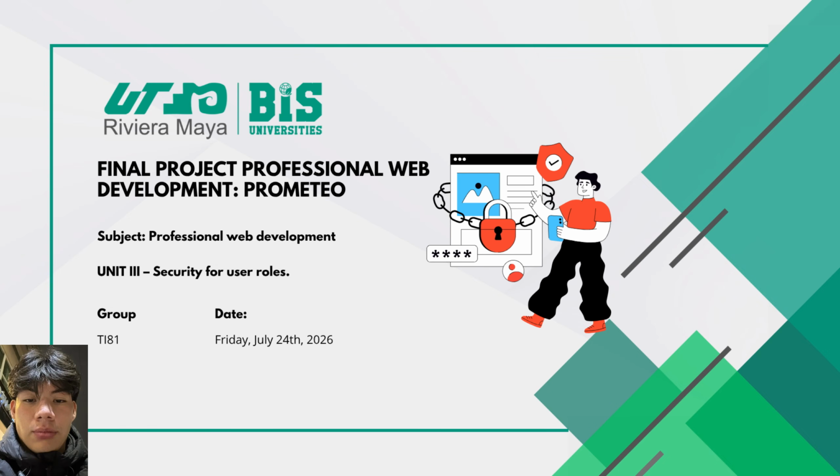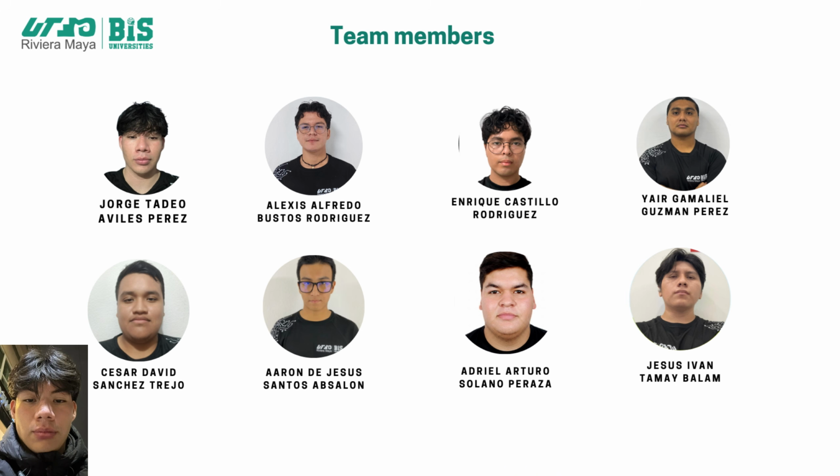Good afternoon. We are Team Prometeo, Group TI-81 from the Technological University of the Riviera Maya. Today we are going to present our final project for the Professional Web Development course, corresponding to Unit 3, Security for User Roles. The project is called Prometeo, and it's a full stack web application that we developed as a team of 8 people over a 3-week period.